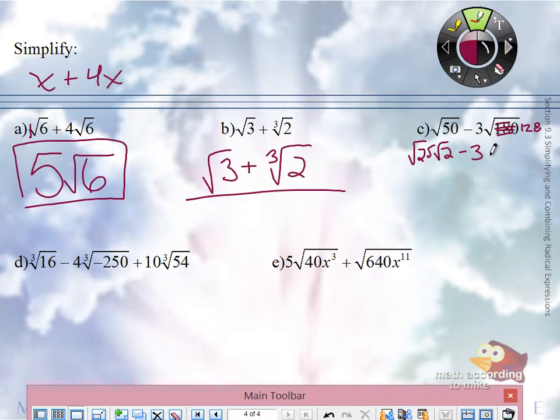2. 64. All right, clean it up. What is the square root of 25? The first term is 5 radical 2 minus, what is the square root of 64? Times the 3, negative 24. Square root of 2 sticks around. So now it's like part A. What is 5 square root of 2 minus 24 square root of 2?